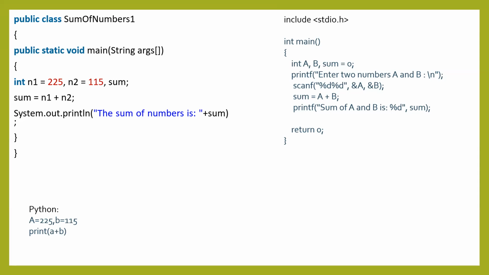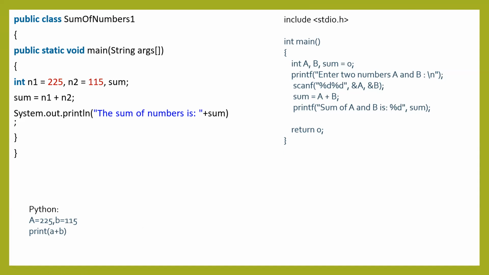In Python, simply you can say a equal to 225, b equal to 115. Of course, it must be a small letter, not a capital letter. Make it corrected. So a equal to 225, b equal to 115. Now I need to print. Simply I can write a plus b. This is how a 5th class or 6th class student can do.